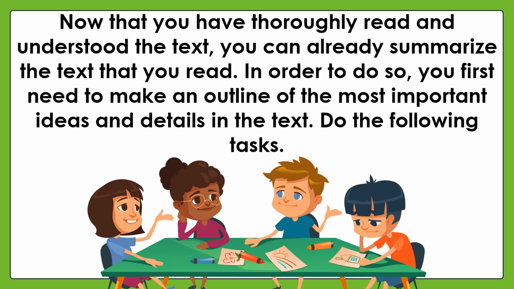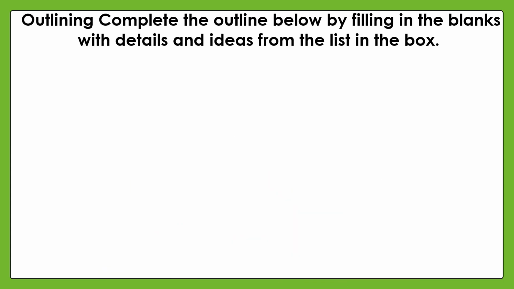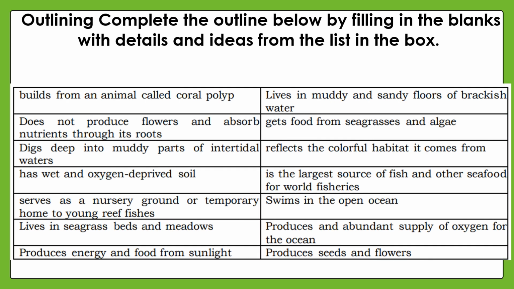Now that you thoroughly read and understood the text, you can already summarize the text that you read. In order to do so, you first need to make an outline of the most important ideas and details in the text. Do the following task. First is outlining. Complete the outline below by filling in the blanks with details and ideas from the list in the box.